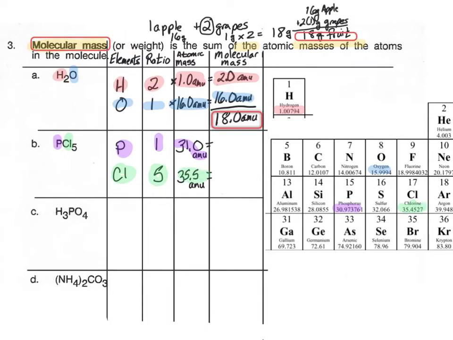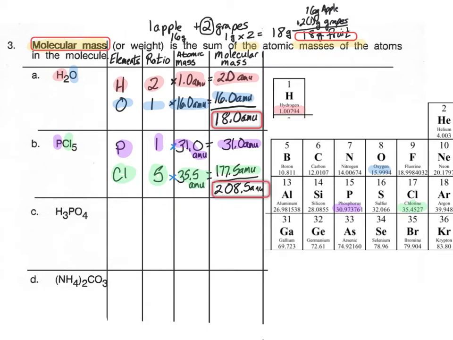Now let's look at the mass of each of those elements present. So we have 1 phosphorus, its mass is 31 AMU, for a total of 31 AMU of phosphorus. For chlorine, we have 5 of those. Each one of them weighs 35.5 AMU, for a total mass for chlorine of 177.5 AMU. We add those together to find the total mass of PCl5. So we have 31.0 AMU plus 177.5 AMU, and we end up with 208.5 AMU.